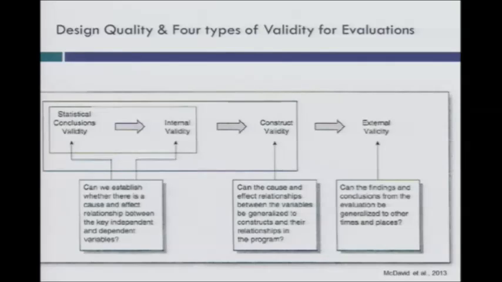So again, for internal validity, can we establish that there was a cause and effect relationship between the key independent and dependent variables? Here we have construct validity. This is how well we operationalize our variables to represent what it is that we're trying to measure. We've been doing some of that when we've been thinking about our indicators, but we haven't paid a lot of attention to their construct. And then also external validity: can the findings and conclusions from the evaluation be generalized to other times and places?